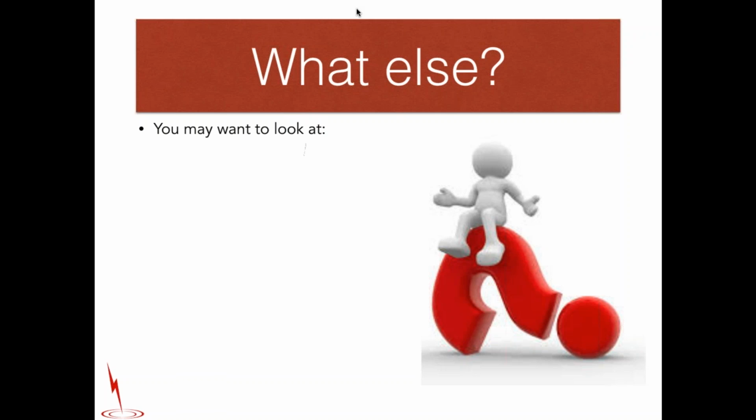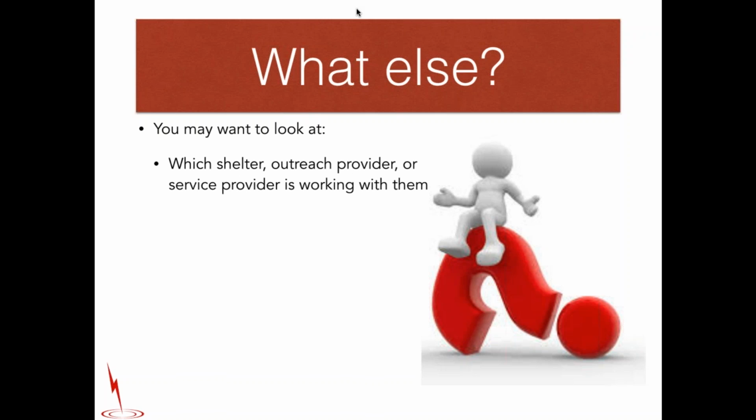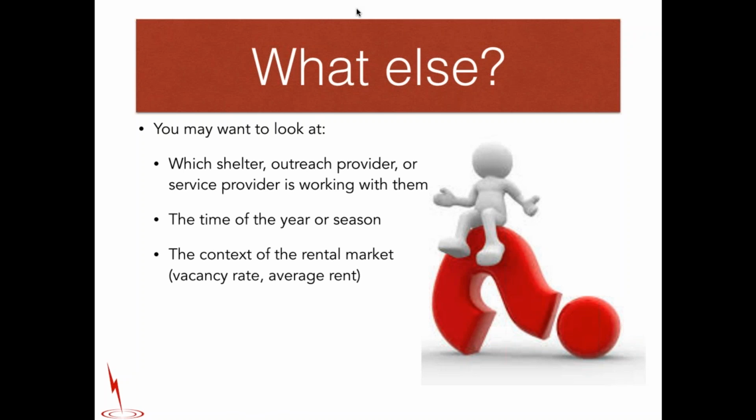So for example, you may want to look at which shelter, outreach provider, or service provider is working with them, so you can have comparisons occurring across different types of organizations providing rapid rehousing. You might want to look at the time of year or season. This is something that can have an impact, particularly in families, relative to the school season in your jurisdiction. The context of the rental market. So what is the vacancy rate, average rents, and how is that playing into the flow-through rate for rapid rehousing? You might also want to look at which resource is being used to make it happen and the sustainability of that resource over the long term.